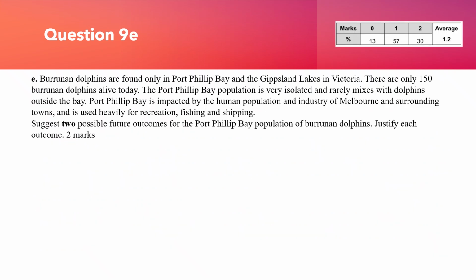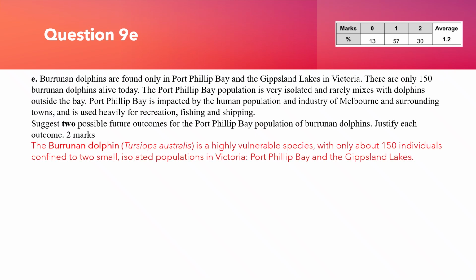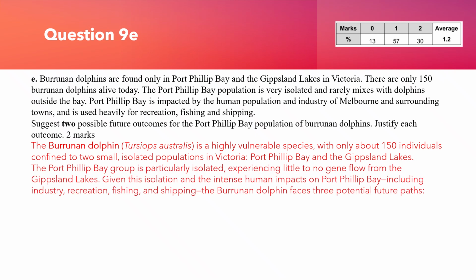The Burrunan dolphin, Tursiops australis, is a highly vulnerable species, with only about 150 individuals confined to two small, isolated populations in Victoria, Port Phillip Bay and the Gippsland Lakes. The Port Phillip Bay group is particularly isolated, experiencing little to no gene flow from the Gippsland Lakes.